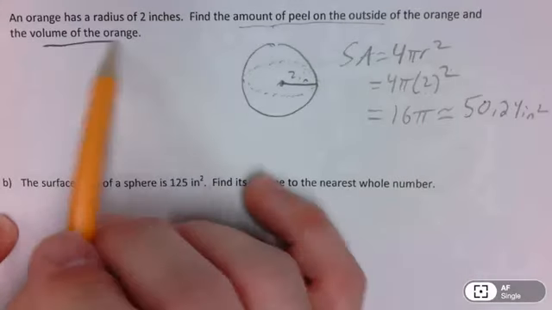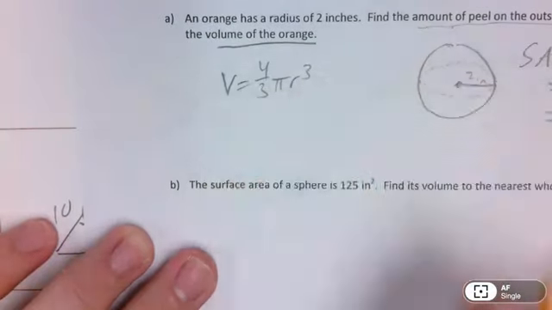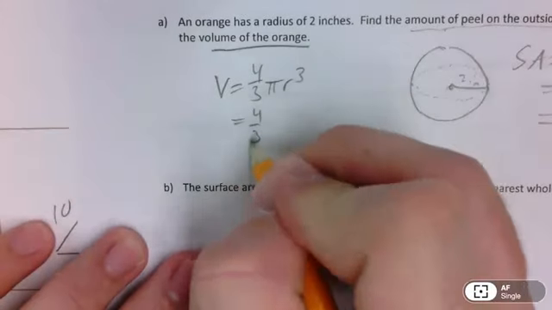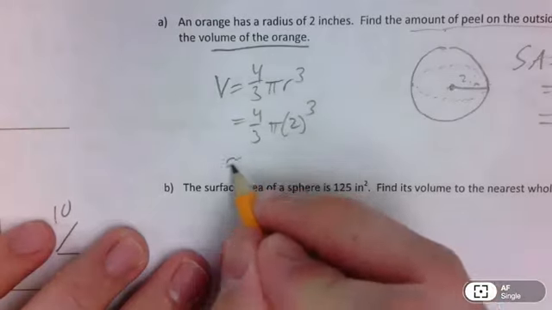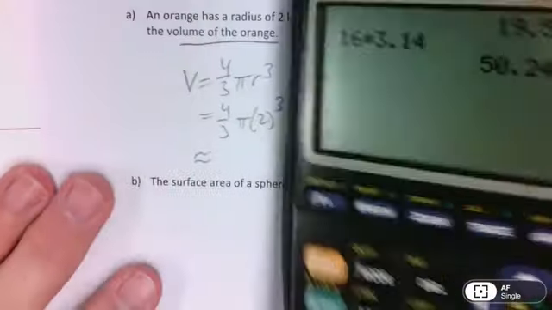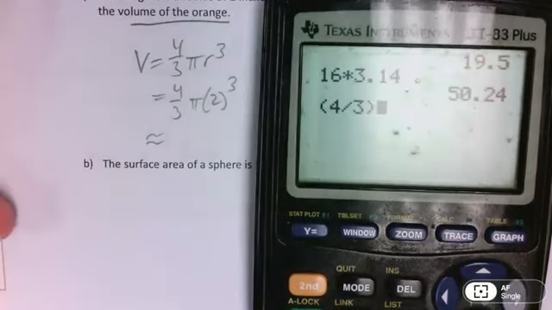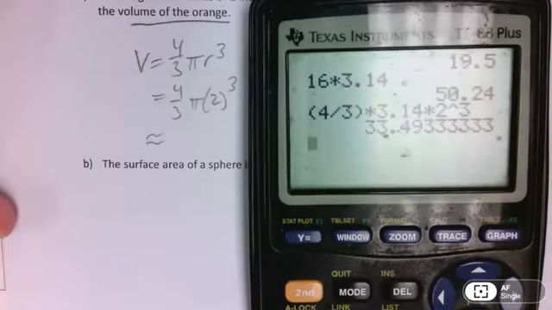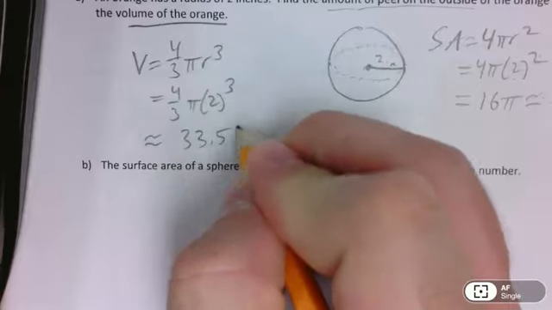They also ask for the volume. Volume is 4/3 pi r cubed. Again, all we really need is the radius, so I'm going to do 4/3 pi times 2 cubed. At this point, if you just want to use your calculator, it's totally fine. Just be careful when you put in the 4/3. I usually put it in parentheses so I don't get messed up. Then I can multiply through by pi and then times 2 cubed. That'll get it for us. So about 33, let's call it 33.5, and that would be cubic inches.